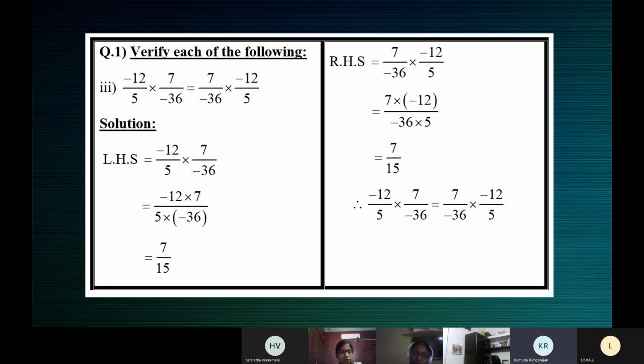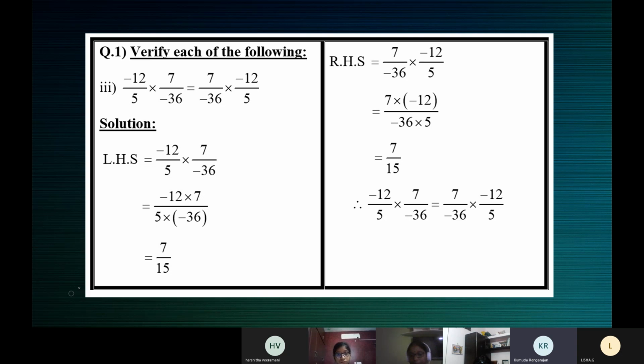Okay, children, exactly what I wrote there. You can see, take up the LHS, multiply the numerators, multiply the denominators. 12 ones are 12, 12 threes are 36. Minus and minus gets cancelled. 1 into 7 is 7, 5 threes are 15. Same thing in the RHS.